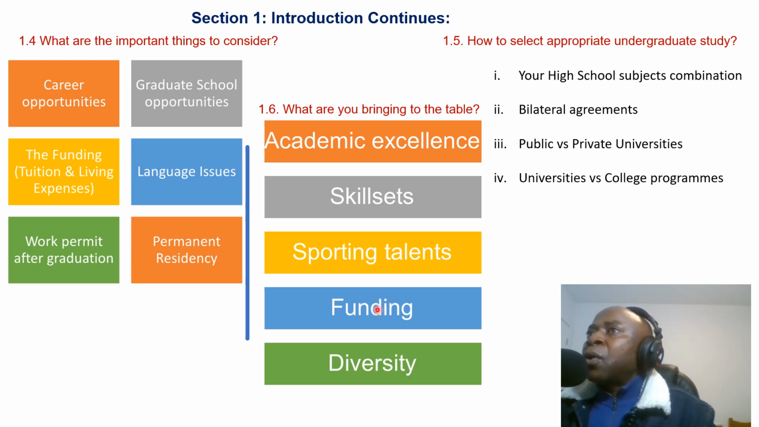Then funding. Always make sure. Check. That's why you go to episode number 3. Always check and make sure that the funding, the tuition fee, the living expenses are below your available funding. These are the factors. So the more money you bring to the table, the more chances you may get admission. Again, diversity. Sometimes, especially in developed countries, they are increasingly diversifying their student population. So diversity could be your country, a developing country. It could be based on gender and so many other factors.